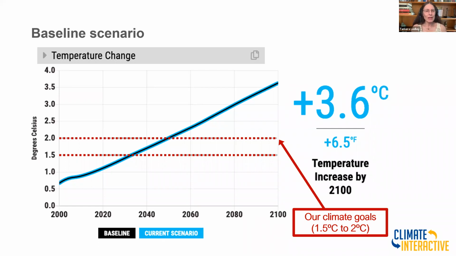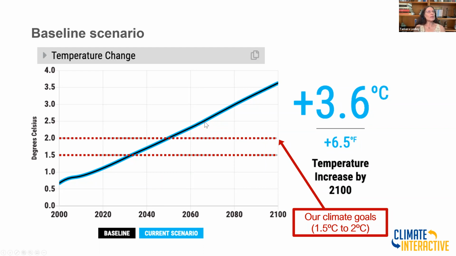So this is a screenshot of the model we're going to be using, and it shows you what is predicted. The baseline scenario is basically if the world continues on the path that it is currently on, the temperatures will increase by 3.6 degrees Celsius or 6.5 degrees Fahrenheit by the year 2100. This scale now was shifted from before, to the year 2000 to 2100. The Paris Agreement set goals of 2 degrees Celsius with striving for no more than 1.5 degrees Celsius, and that's what these red dotted lines here are.